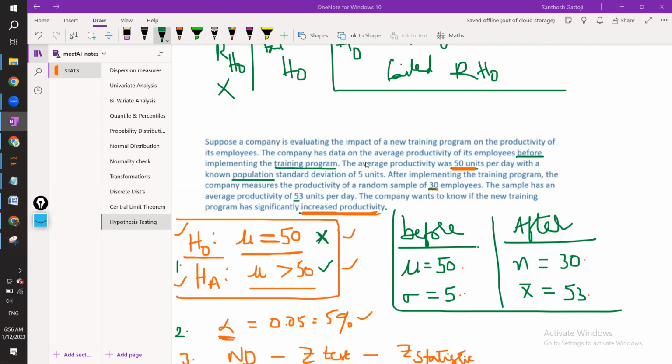The company is saying initially my whole population, I don't know how much, let's say 1,000 employees, their productivity is 50. Then I applied some training. Now from this 1,000, I'm giving you a sample of 30 because I cannot waste the time of every one of 1,000 employees. This sample of 30 has a sample mean of 53. Do some testing and let me know if the productivity has increased. Now, if the productivity has increased, the company is not concerned about just this 30. It is concerned about the whole 1,000 people, right?